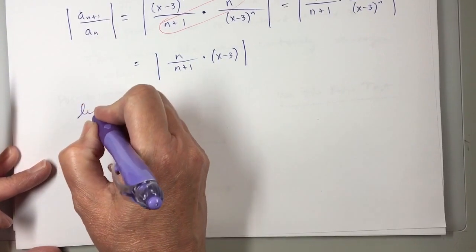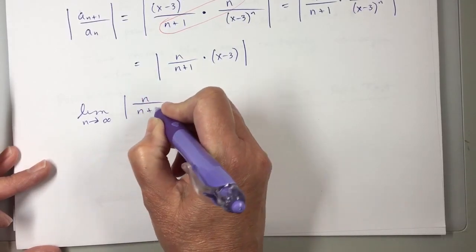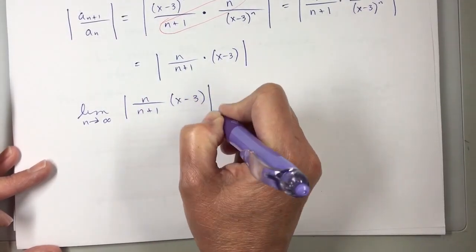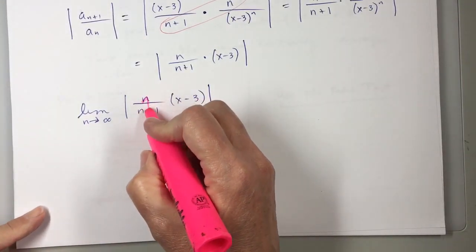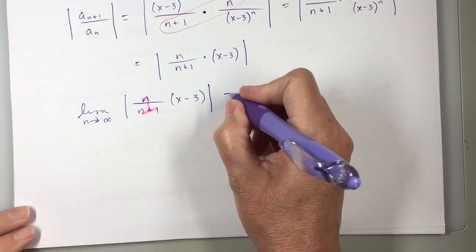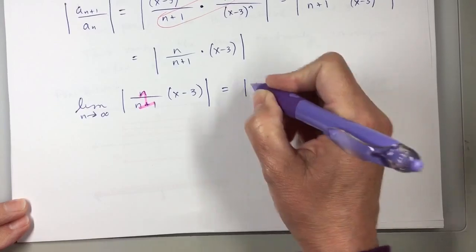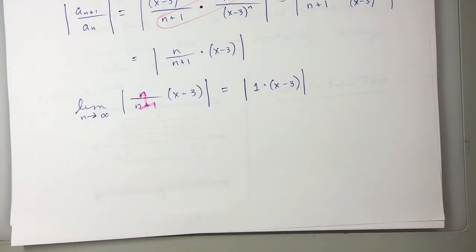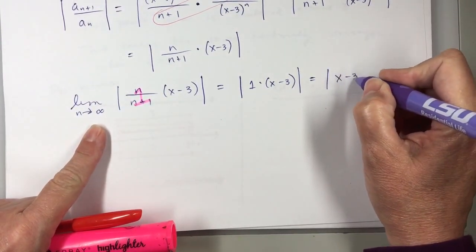At this point, I'm ready to do the limit from the ratio test. The limit as n approaches infinity of n over n plus 1 times x minus 3. The only part that has the n's in it is n over n plus 1. That limit equals what? This is 1. When I do the limit, I'll write that in pink over it, but that would actually be the next step here. This equals the absolute value of 1 times x minus 3. Now that I have done the limit, I take the limit as n approaches infinity off the problem, and this limit is just the absolute value of x minus 3.